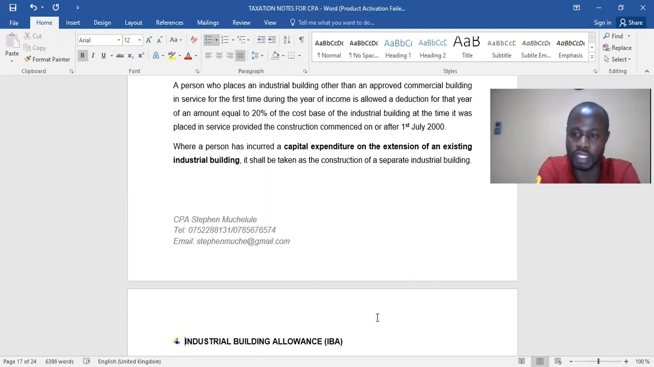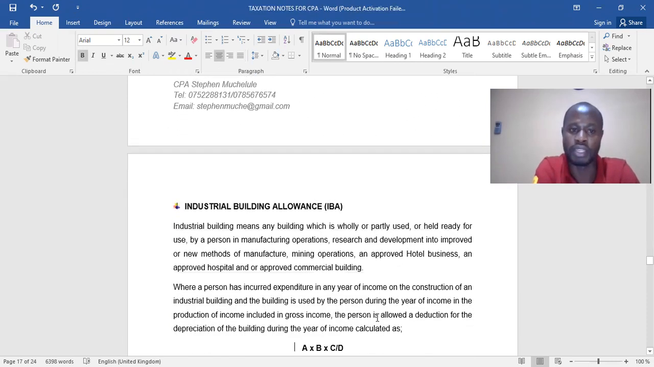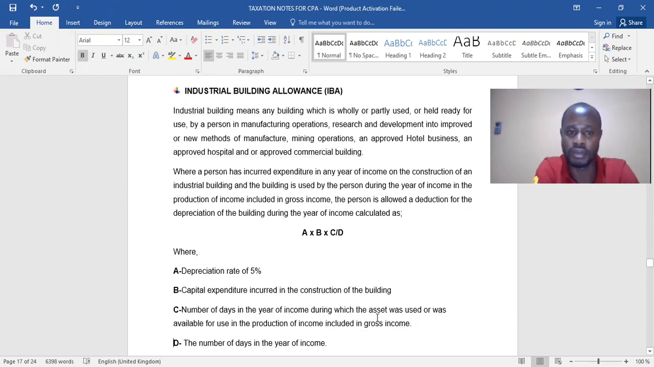Maybe a parking yard, putting up a parking yard on a building. The building did not have a parking yard before. Now they are trying to put up the parking yard, the fence, those capital expenditures. That capital expenditure would qualify to be referred to as a separate industrial building. Okay, now industrial building allowance.